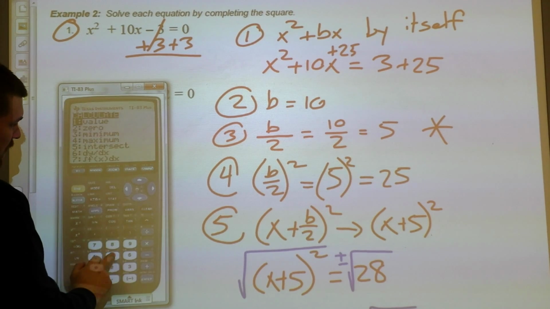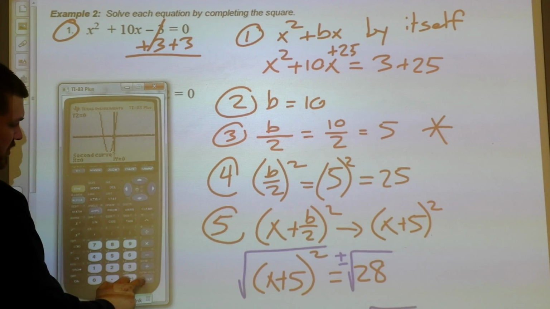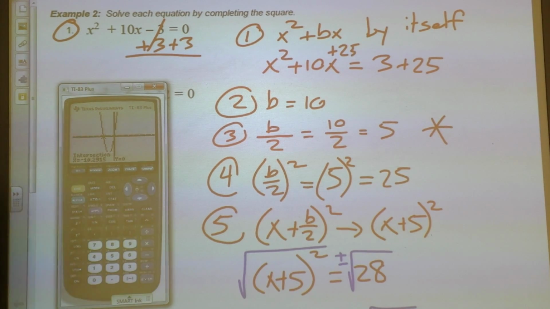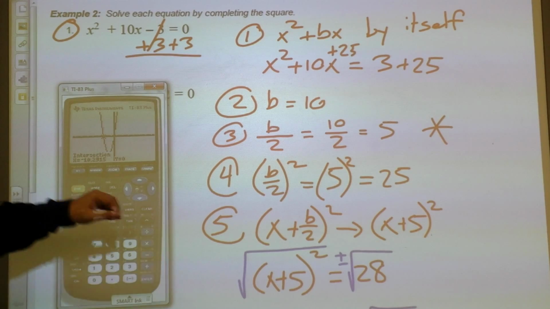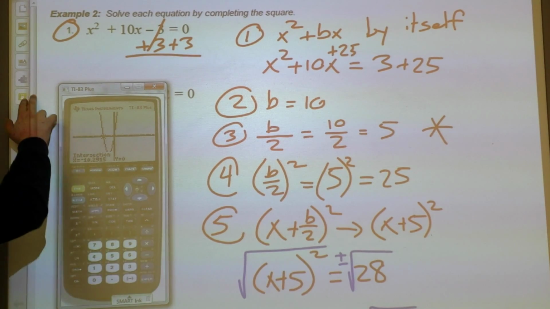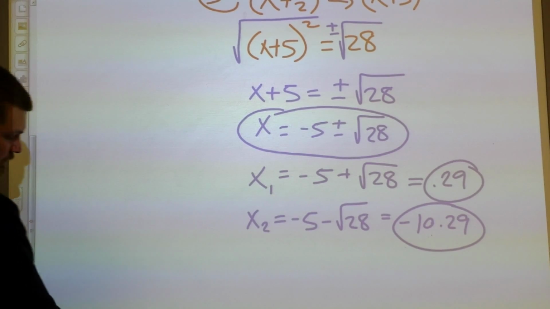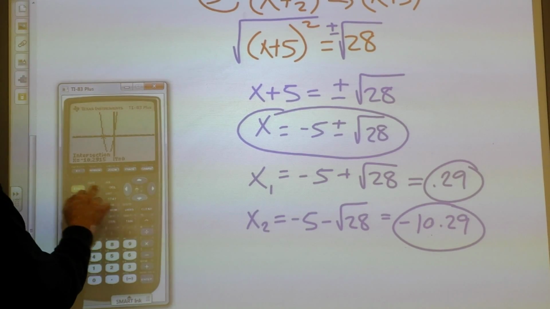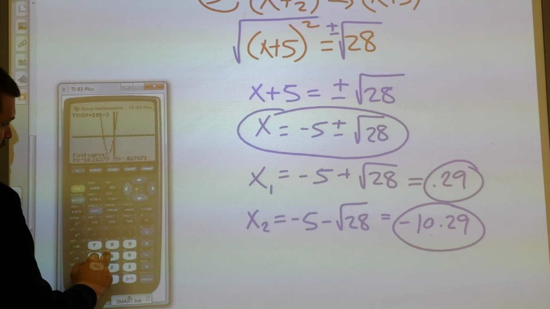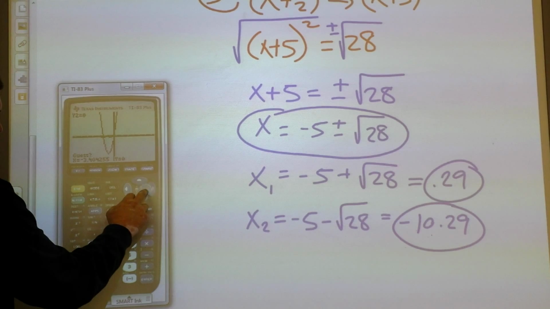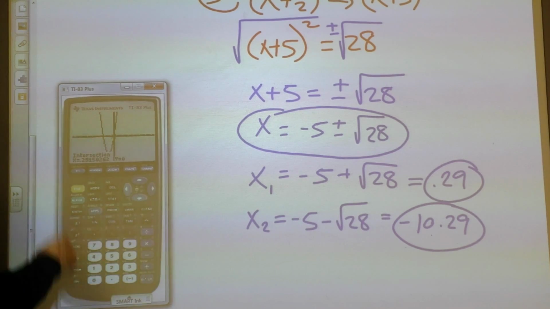So second calc, option 5. First curve enter, second curve enter. I'm going to find the answer on the left first. Negative 10.29, which is exactly what we just found. If I scroll down a little bit, negative 10.29 right there. So that's good. And then find the other answer, second calc, option 5. First curve enter, second curve enter. I'm going to find the answer on the right, so move your cursor over.